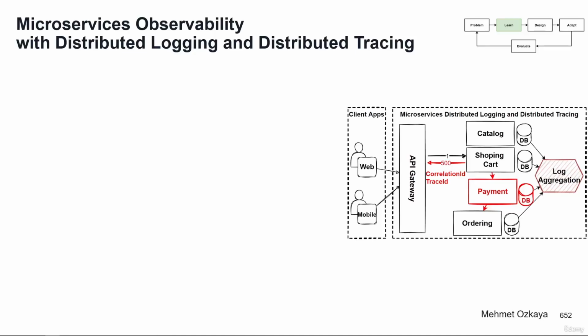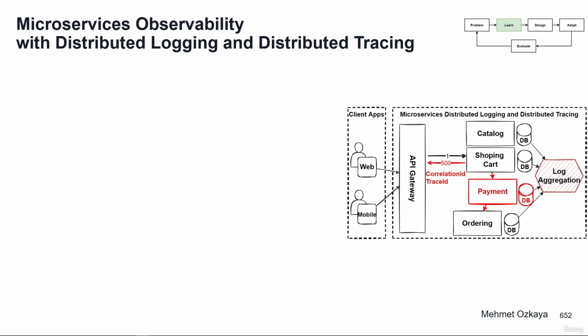In this video, we are going to start to learn microservices observability with distributed logging and distributed tracing. Microservices architectures have become the new model for building modern cloud native applications, and microservice based applications are distributed systems. So how do you handle the complexity that comes with the cloud and microservices in distributed architectures?